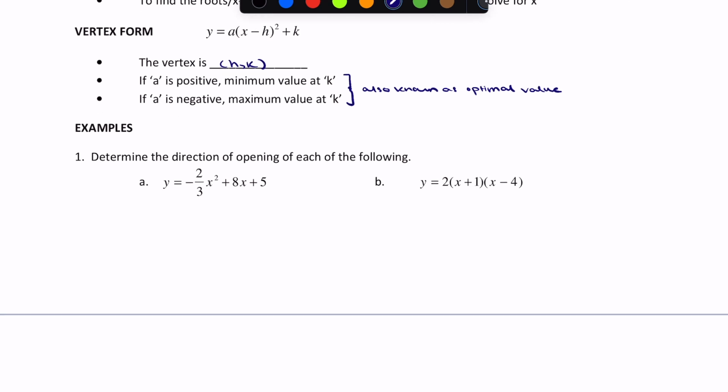Okay, so here we're going to determine the direction of opening of each of the following. So here, negative a value opens down. For b, positive a value opens up.